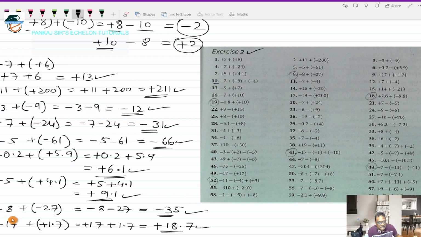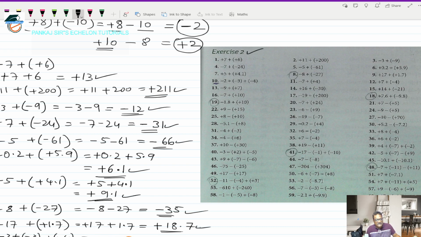The 10th one says minus 2 plus of minus 3 and then plus of minus 4. Now here you have three directed numbers. So we'll go and do two at a time. So let us first try this one, minus 2.